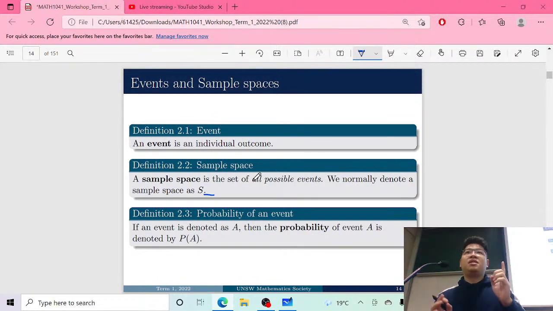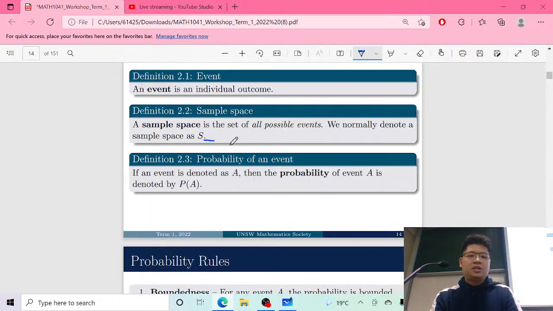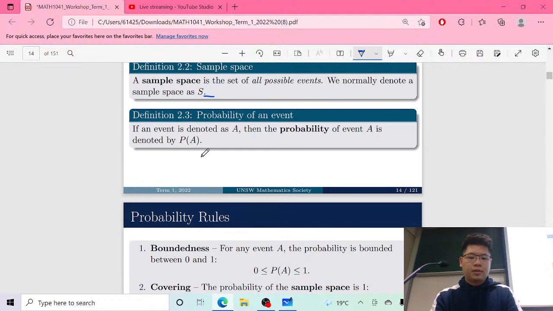And you're just trying to see, hey, out of all these possibilities, what is the probability of this particular possibility happening? Or maybe what is the probability of that particular probability happening? And that's why we have definitions like sample space and events. Okay? We use this notation here, P(A), to denote the probability of an event.